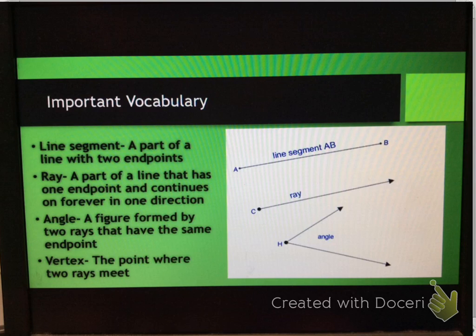Line segment: a part of a line with 2 endpoints. Ray: a part of a line that has one endpoint and continues on forever in one direction. Angle: a figure formed by 2 rays that have the same endpoint, also known as a vertex. Vertex: the point where 2 rays meet in a given angle.